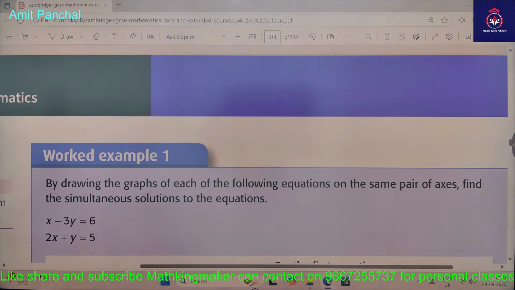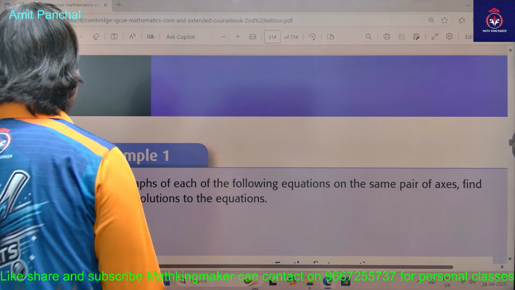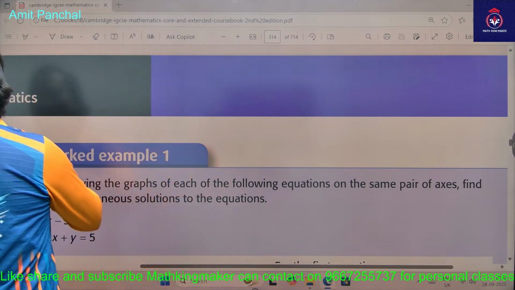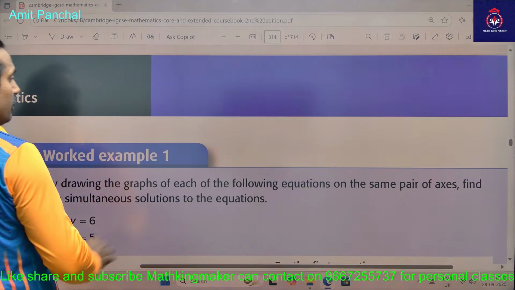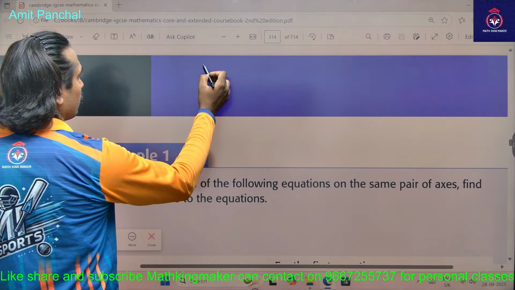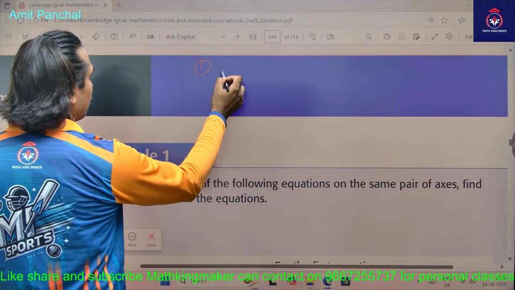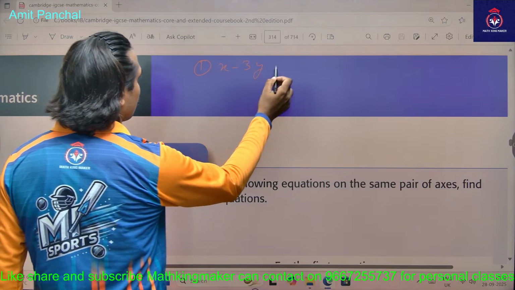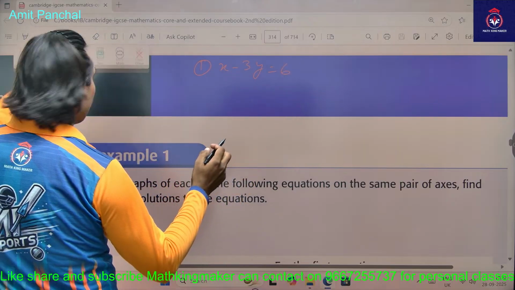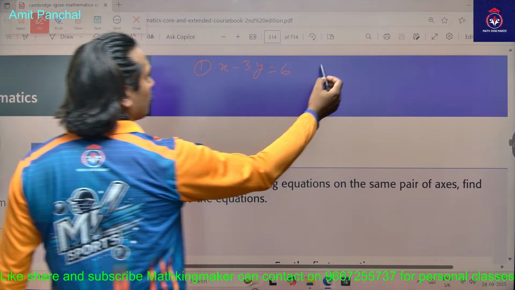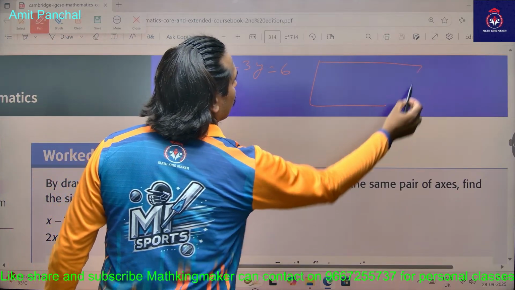Okay, I did it, but I think I might have done it incorrectly. Okay, what did you do? I drew the lines here. So first of all, tell me the points. The first equation is x minus 3y. For the first equation, I did 0 and minus 2.